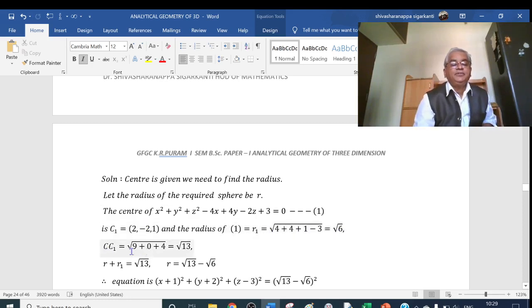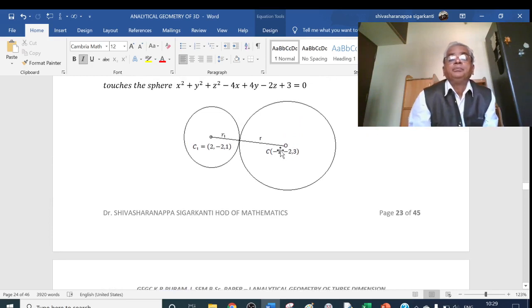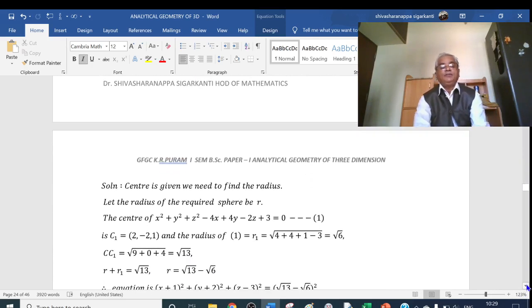Now, what is the distance between C and C1 here? Using the distance formula, C1 is given by (-1 minus 2) square, that is -3 square is 9, plus (-2 minus of minus 2) that is 0 square, plus (3 minus 1) that is 2 square. That is 9 plus 0 plus 4, equal to 13. This is equal to root of 13. CC1 is root of 13.